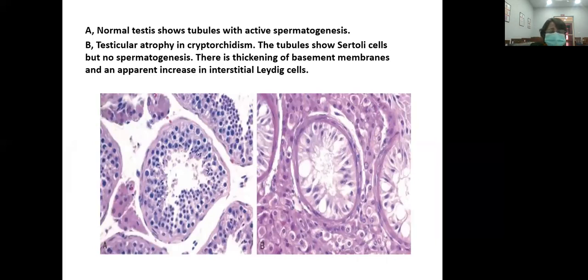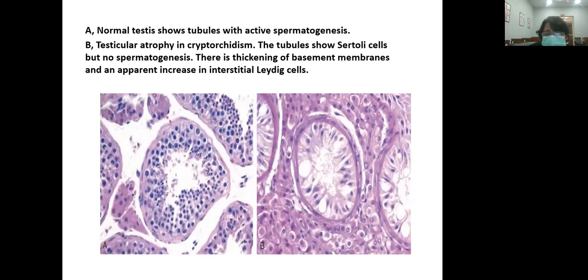And this is showing that on the left side is a normal seminiferous tubule, showing all phases of development of the spermatozoa, from the germ cells to the primary spermatocytes, the secondary spermatocytes, the spermatids, and then the mature sperms with tail. Now on the right hand side is a seminiferous tubule showing the testicular atrophy, which is a feature of cryptorchidism.